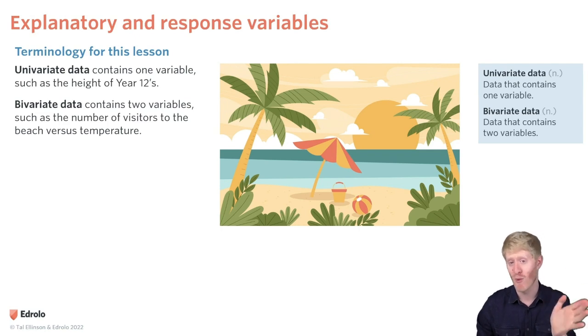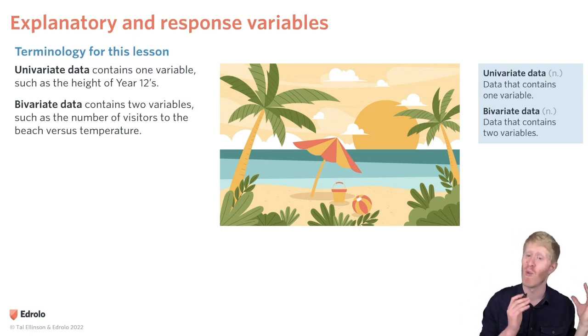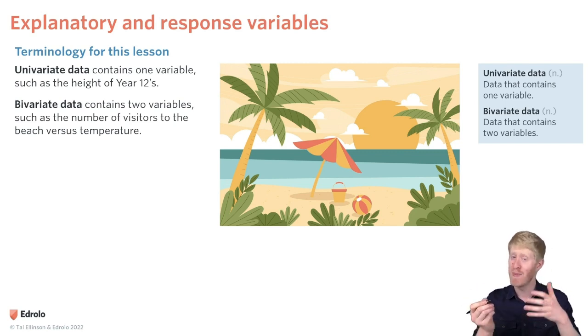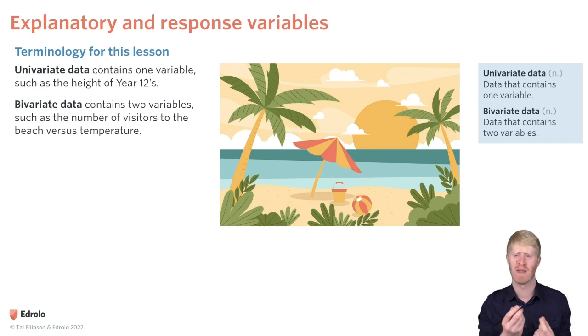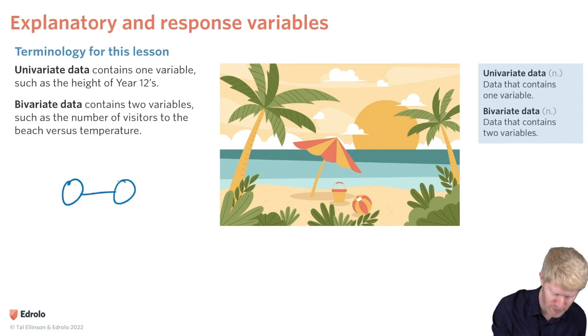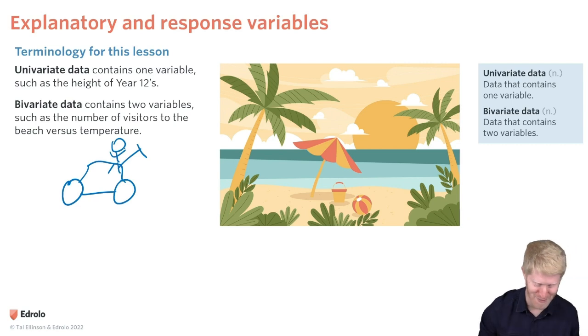And you'll notice that from chapter 1 to chapter 2, we have made the jump from one variable to two variables. The words we use to describe this are univariate data and bivariate data. How do you remember the difference between the two? Think of a unicycle and a bicycle. Bicycle meaning two wheels. That's me riding around on my bicycle.